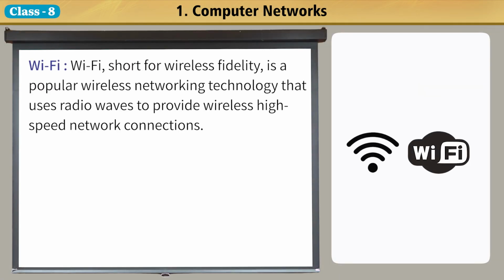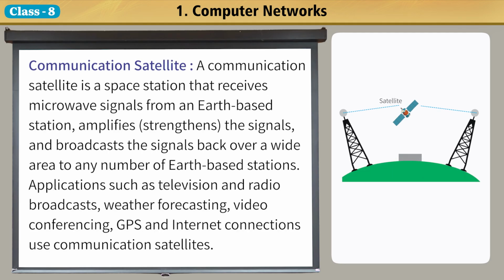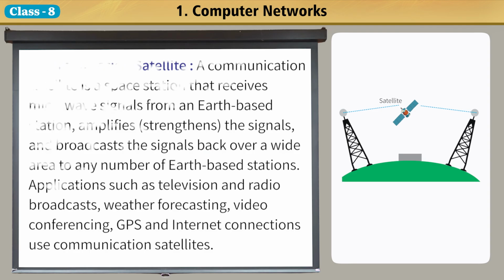Wi-Fi, short for wireless fidelity, is a popular wireless networking technology that uses radio waves to provide wireless high-speed network connections. Communication satellite. A communication satellite is a space station that receives microwave signals from an Earth-based station, amplifies, strengthens the signals, and broadcasts the signals back over a wide area to any number of Earth-based stations. Applications such as television and radio broadcasts, weather forecasting, video conferencing, GPS, and Internet connections use communication satellites.